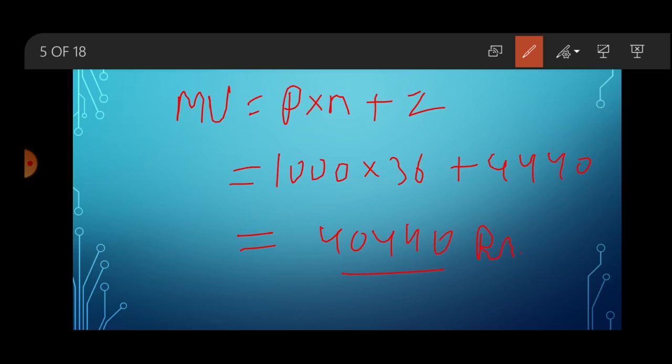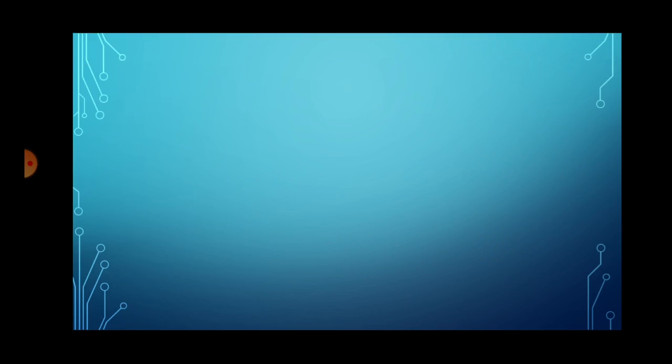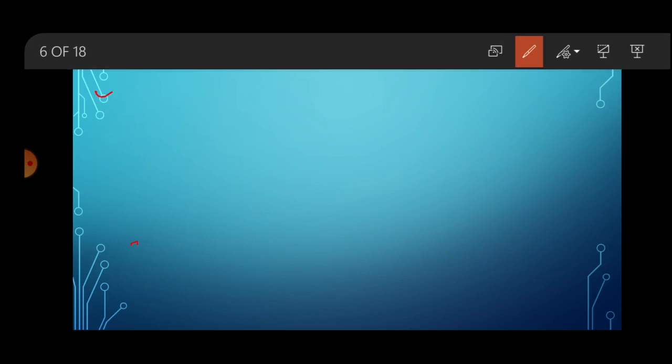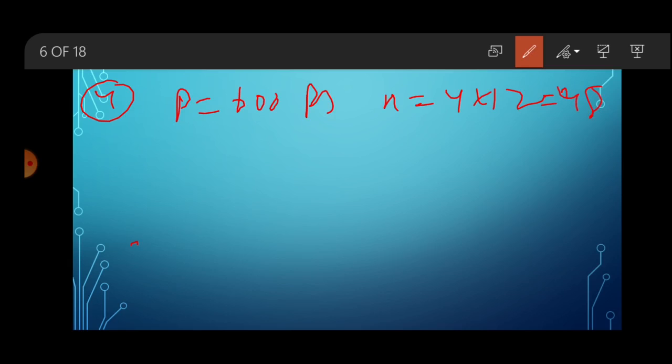Questions 2 and 3 are the same, so I will move to question number 4. In question number 4, Hanif has a recurring bank account and deposits 600 rupees, that is your principal, per month for a period of 4 years. Which means your n is equal to 4 into 12, that is 48 months, and the maturity value is given as 5880, and you have to find the rate of interest.